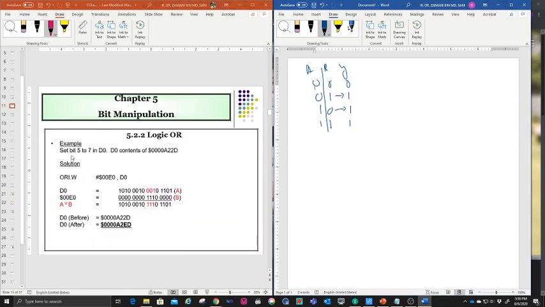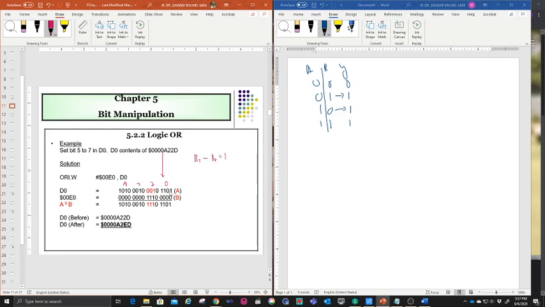The question is: set bits 5 to 7 in D0. D0 is given like this. So bits 5 to 7. We convert this to binary numbers. So these are all the bit numbers. D is this one, 2 is this one, 2 is this one, and A is this one. Okay, the question is set bits 5 to 7 in D0. So what does it mean? The question wants bit 5 to bit 7 all equal to 1.